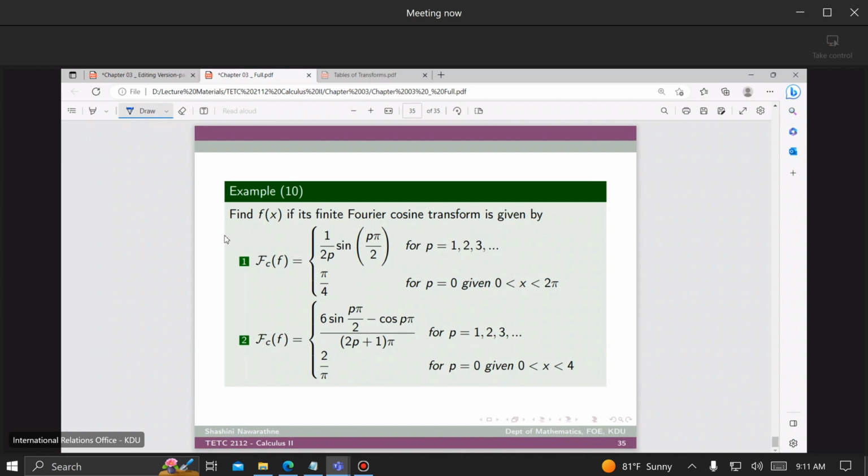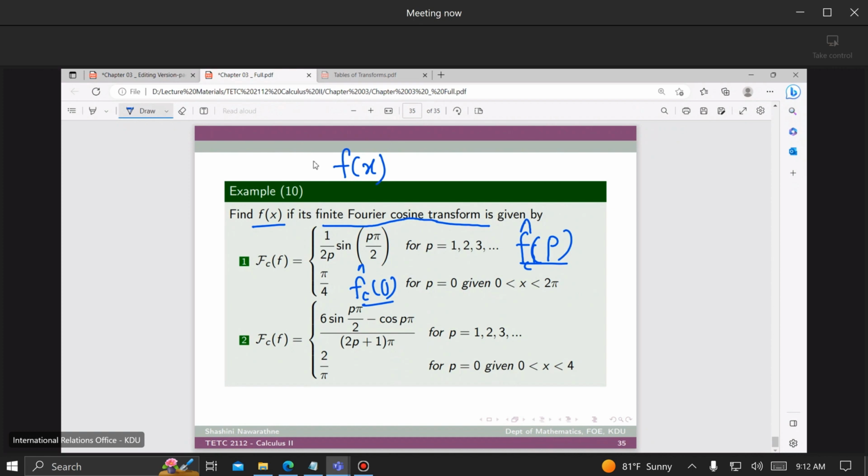Example number 10. Here you are asked to find the function f of x, and its finite Fourier cosine transform is given. As I mentioned earlier, in this type of problem, two pieces of data are provided. The first one is f hat c of p, the finite Fourier cosine transform of p, and the next one is f hat c of 0, when p is equal to 0. Because if we need to obtain f of x, we need these two data.